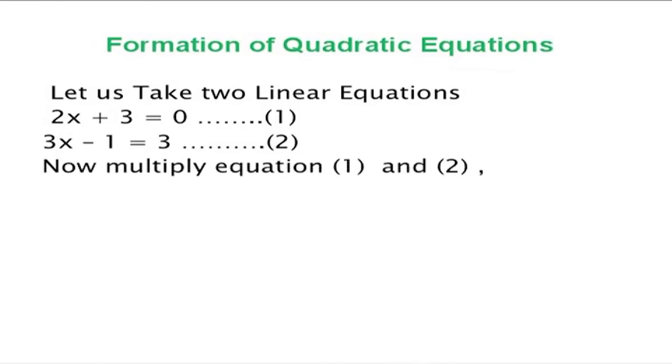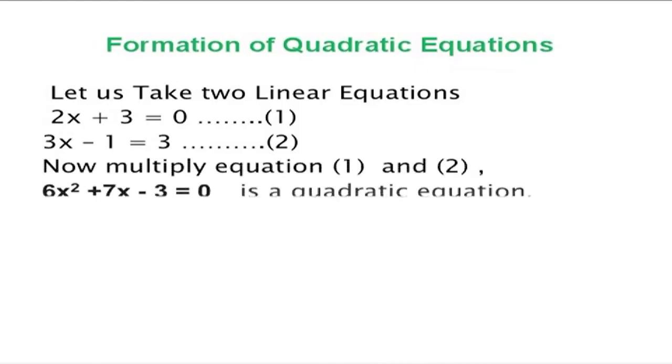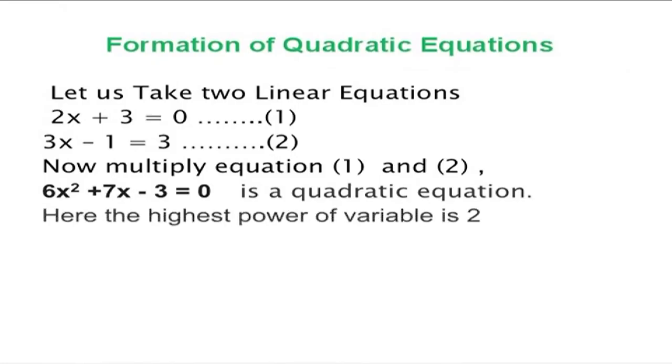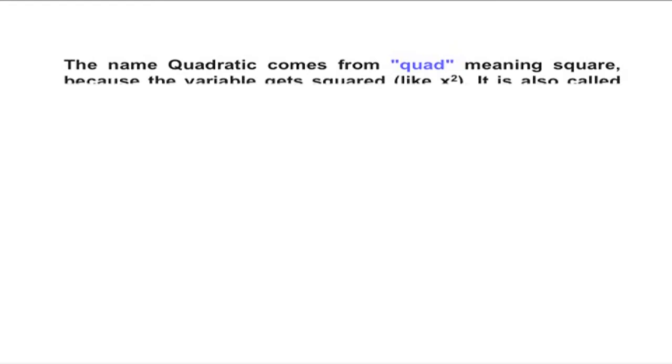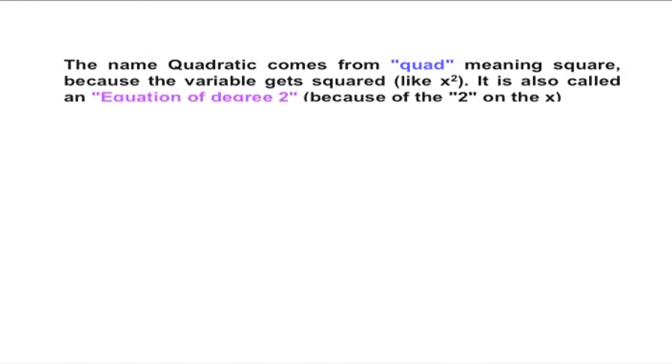Now multiply equations 1 and 2, and you will find 6x² + 7x - 3 = 0 is a quadratic equation. It is a quadratic equation because here the highest power of the variable is 2. The name quadratic comes from quadra, meaning square, because the variable gets squared, like x². It is also called an equation of degree 2 because of the 2 on the variable x.